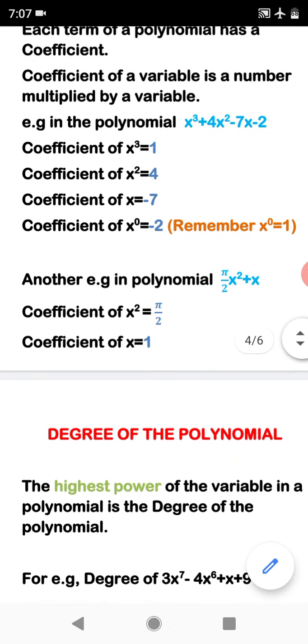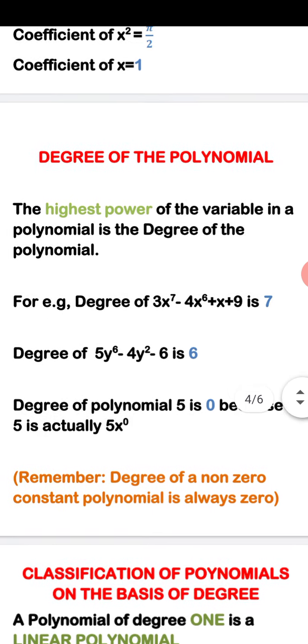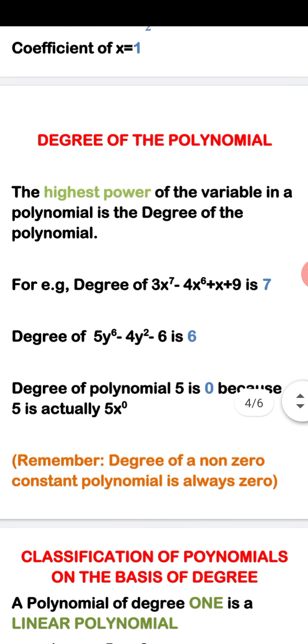Next topic is degree of a polynomial. Now children, you can see every term has a variable in it. It might be the same variable or it might be different. And every variable has a power or you can say an exponent. Now, in the whole polynomial, the highest power of the variable is known as the degree of the polynomial.